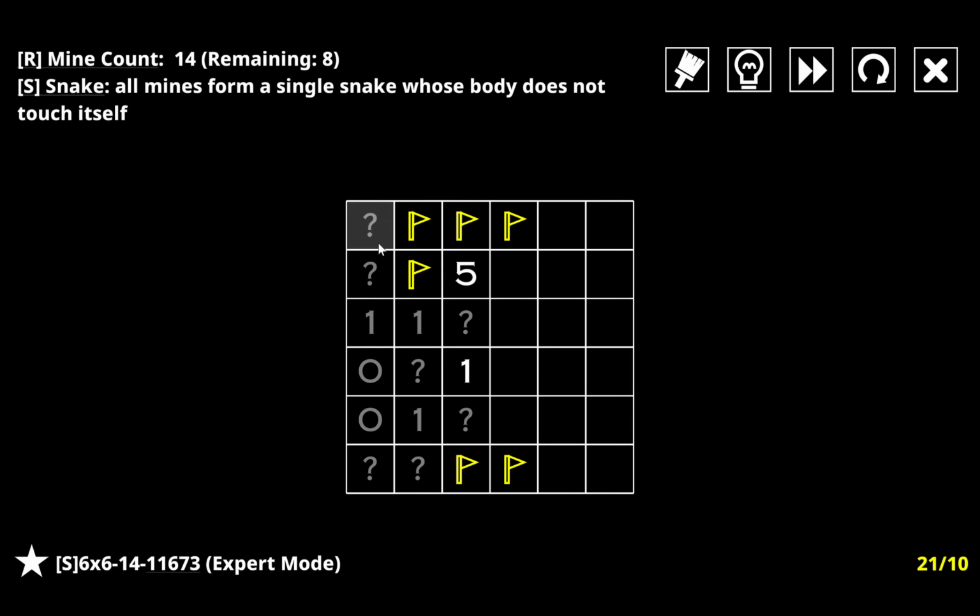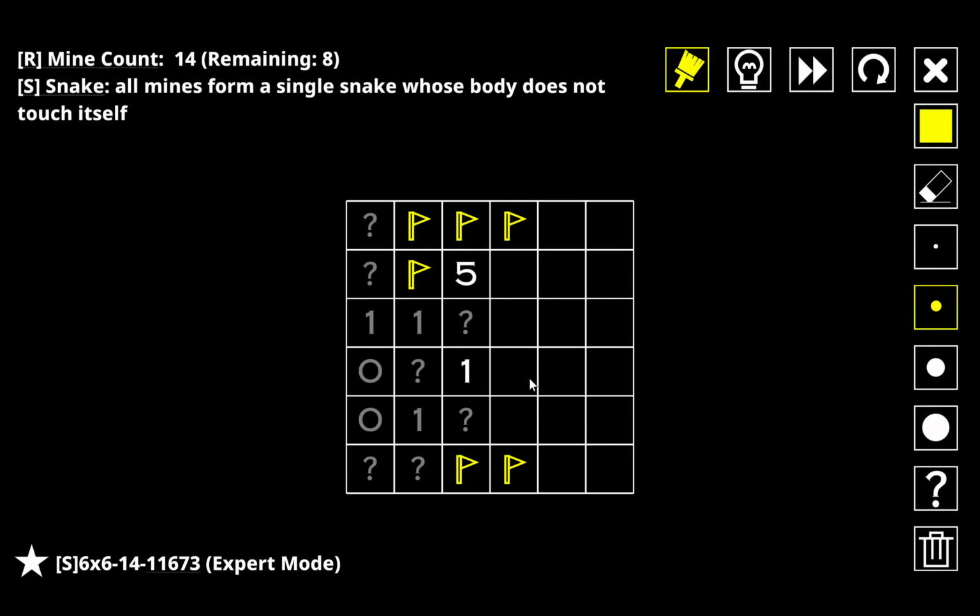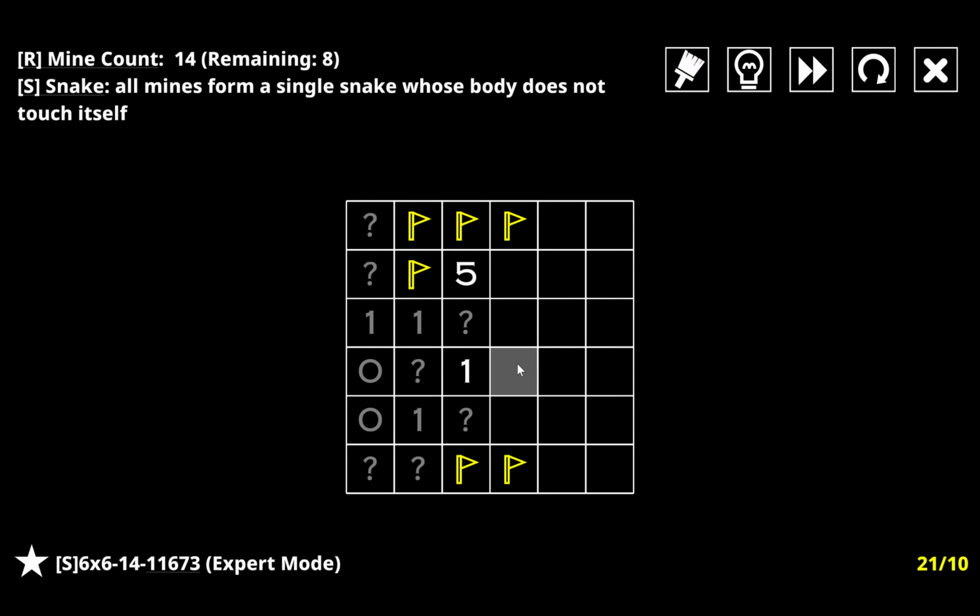Something else we can consider here is that we know for this one cell, the mine clue, the mine cannot be here. The idea is that it would cause both of these to be non-mines, and this would have to be a third head to our snake, which isn't allowed. So we can go ahead and just mark this here.